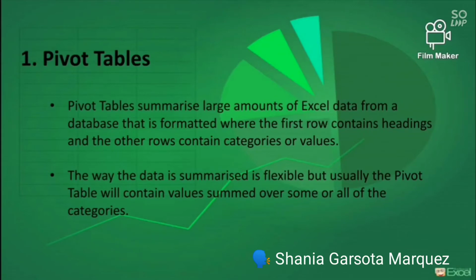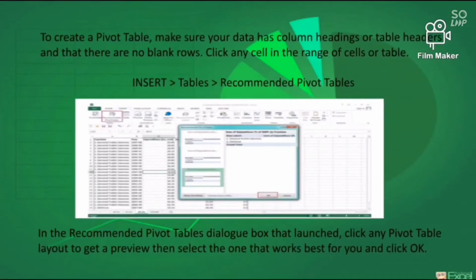Summarize large amounts of Excel data from a database that is formatted where the first row contains headings and the other rows contain categories or values. The way the data is summarized is flexible, but usually the pivot table will contain values summed for all of the categories. To create a pivot table, make sure your data has column headings or table headers and that there are no blank rows.